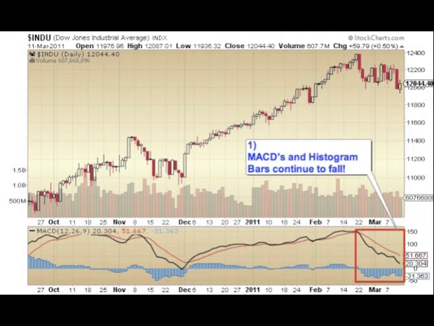And a look at the MACDs and the histogram bars shows us that back in February we gave a sell signal and we've been slipping ever since. We gave this one a red mark here, so there's no sign of recovery here in the MACDs or the histogram bars. Looks like we've got a little ways to go.